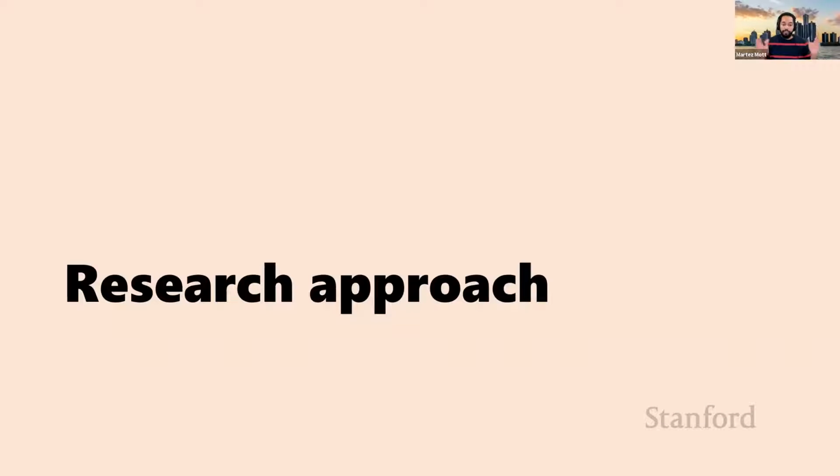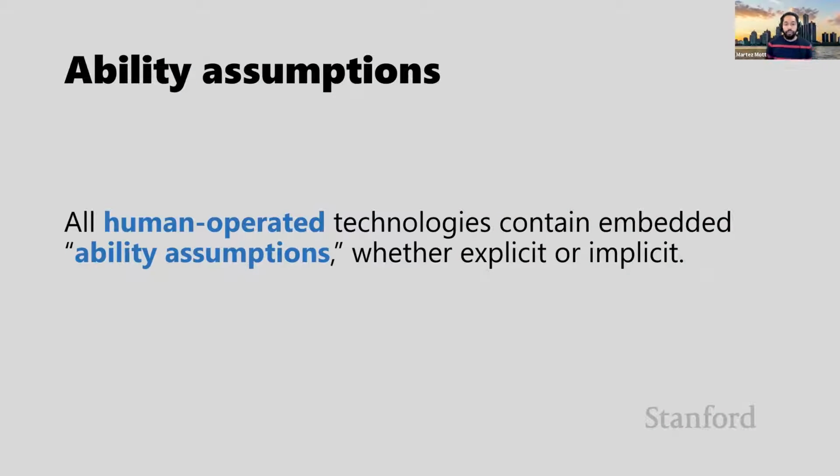So that's my spiel on how I think about accessibility and accessibility research. And now I want to talk about my general research approach. Typically what I do is I like to evaluate what we call ability assumptions.